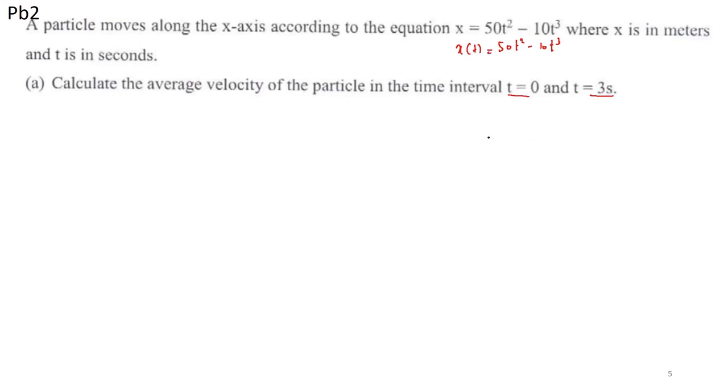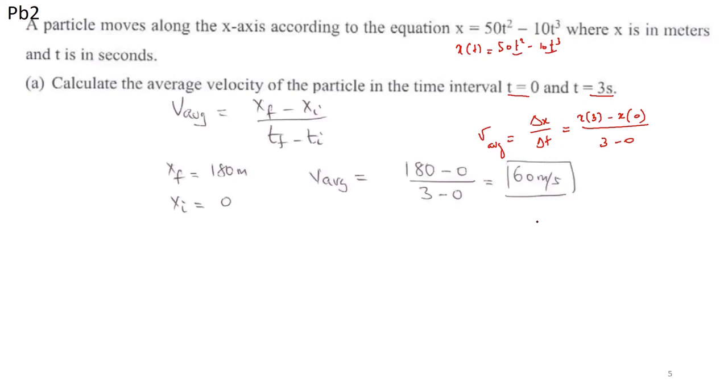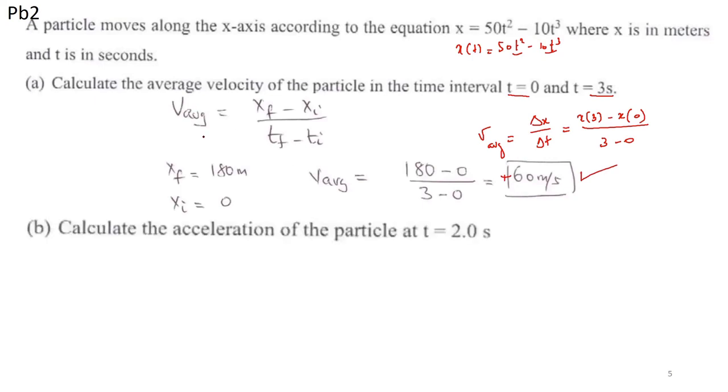So you write the formula. What is average velocity? Average velocity is displacement divided by delta t. So here it will be x at 3 minus x at 0, divided by 3 minus 0. Now I just replace time by 3 seconds and I get my x of 3. At 0 seconds, I will get 0. And then I get my average velocity, so it's plus 60. And this average velocity is in your formula sheet.